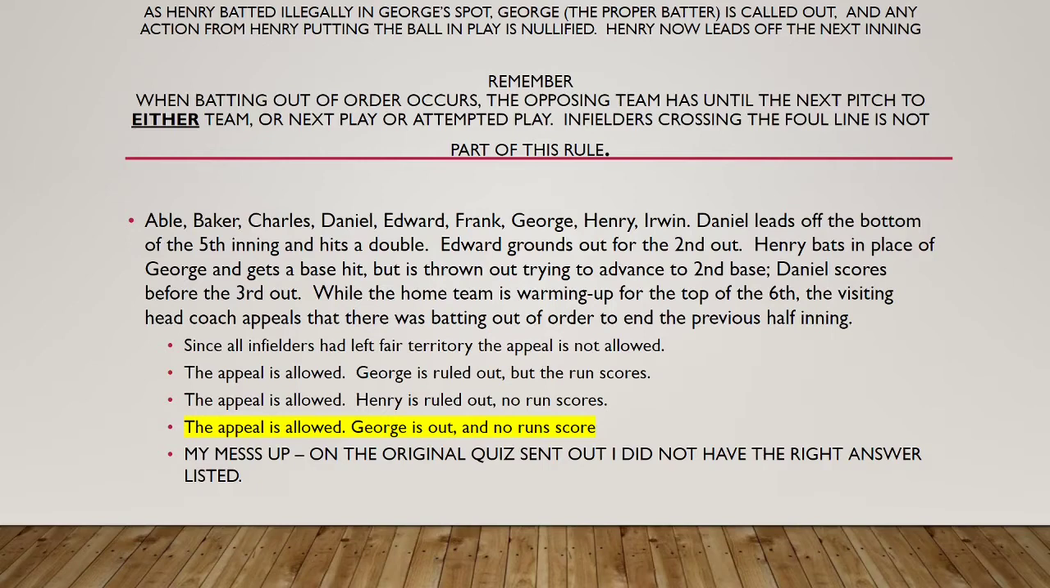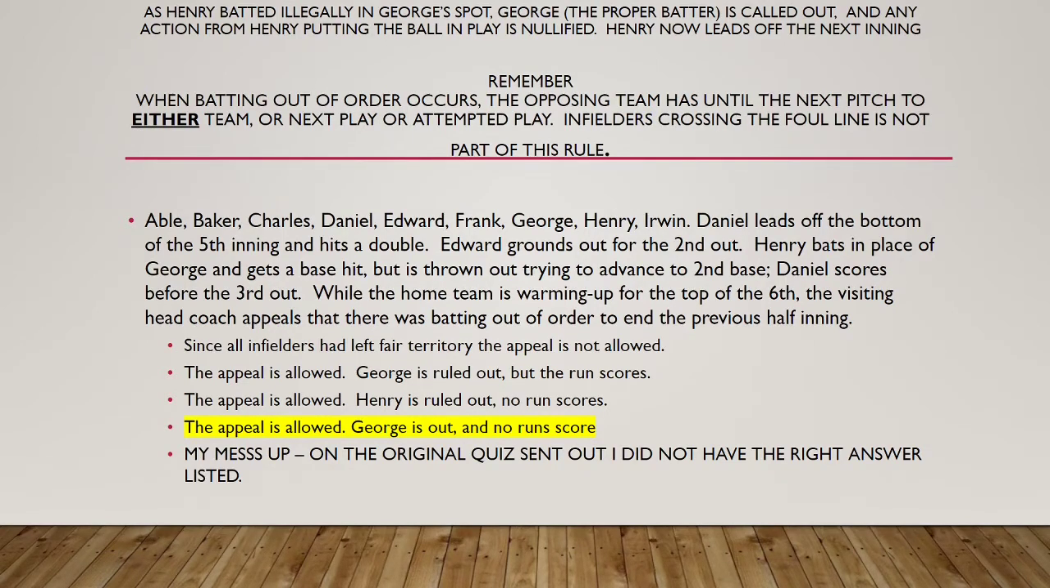We have another batting out of order question. The lineup is Abel, Baker, Charles, Daniel, Edward, Frank, George, Henry, Irwin. Daniel leads off the bottom of the 5th inning and hits a double. Edward grounds out for the second out. Henry bats in place of George, gets a base hit, but is thrown out trying to advance to second base. Daniel scores before the 3rd out.